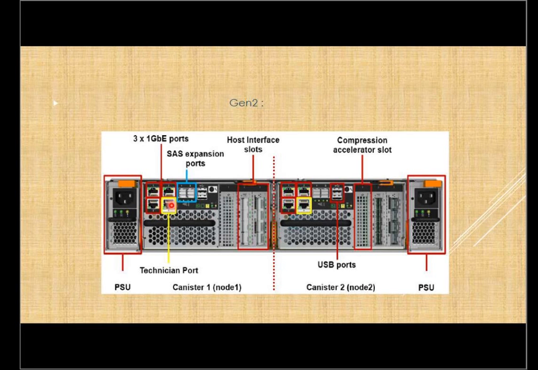Apart from it, you can have the technician port, which is again used for initialization of StoreWise V7000. When you buy a new StoreWise V7000, you need to configure it. So in order to configure it, we use this technician port. Apart from it, it is also used for troubleshooting purpose. Okay? And you have two power supply units where you connect your external power supplies in order to power it on. Okay, so let's go to the next picture now.